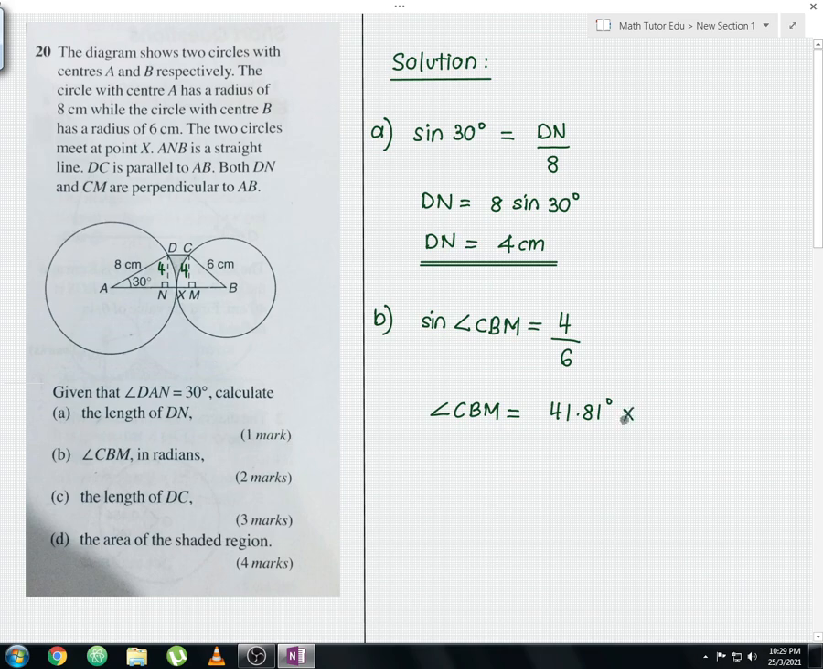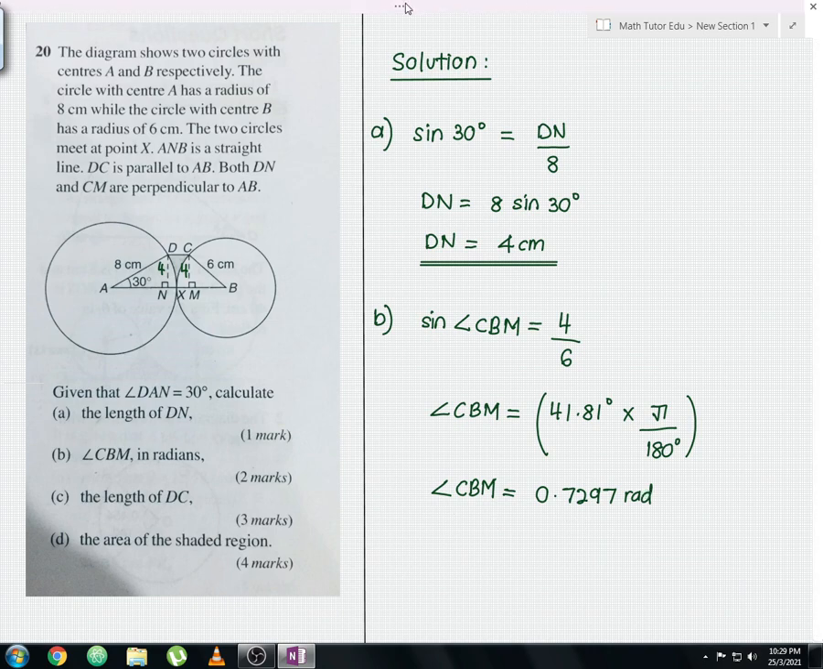So what you do, you times with pi over 180 degrees. Close bracket. So now you calculate this. So from here you should get your angle of CBM in the radian form. Your answer is 0.7297 radian. This is the answer for the question part B. So let me underline the solution for the question part B.